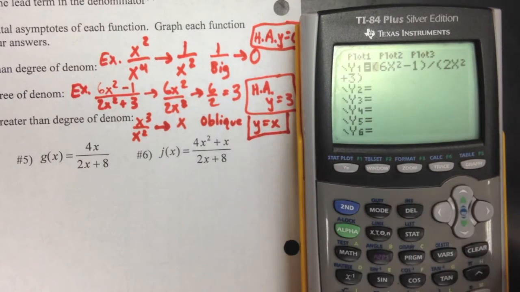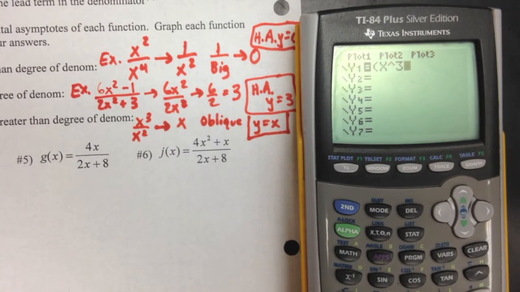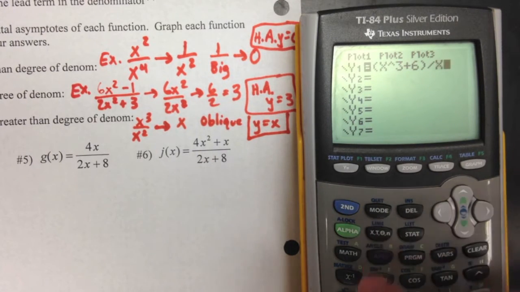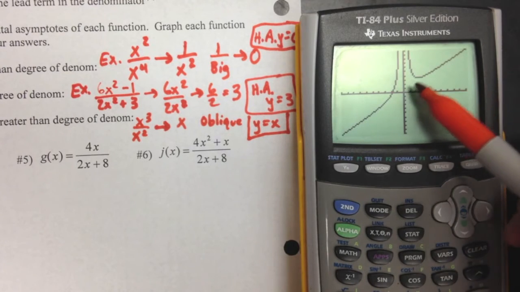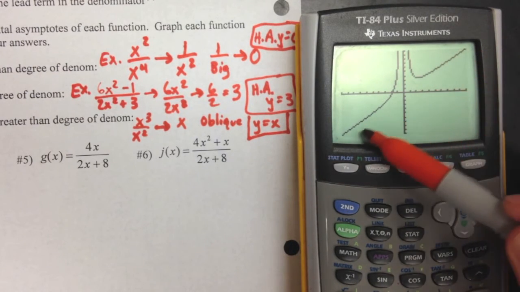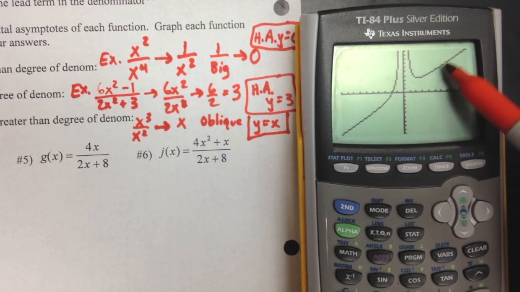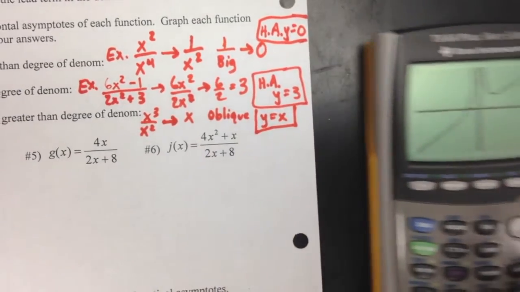So y equals, let me do this. I'll put something else in there. Let's go x to the third plus 6 divided by x squared. Let's see what happens here. There's the first part. There's the second part. Notice how it seems like there's this invisible diagonal line right there. That's y equals x. That's the oblique asymptote. You're not really going to have to worry about that.